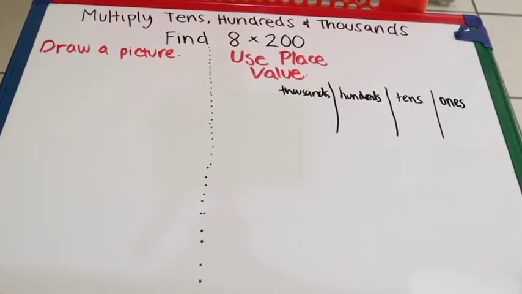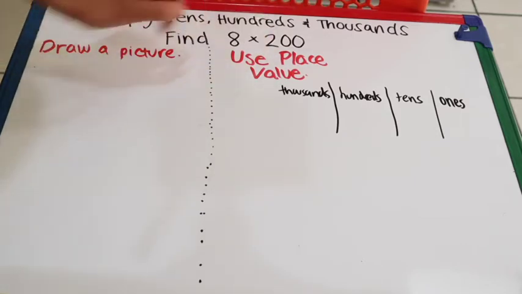Good morning, class. This is lesson 2.3 of Go Math. Today I'm going to be showing you how to multiply tens and hundreds. And eventually we'll get to thousands, but for this video I'll be focusing on tens and hundreds.